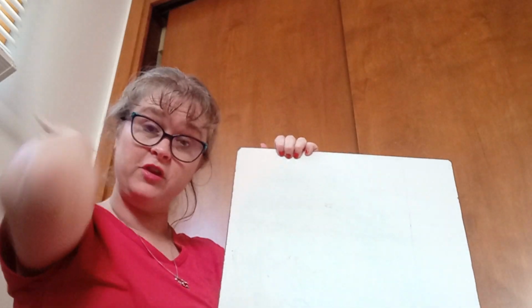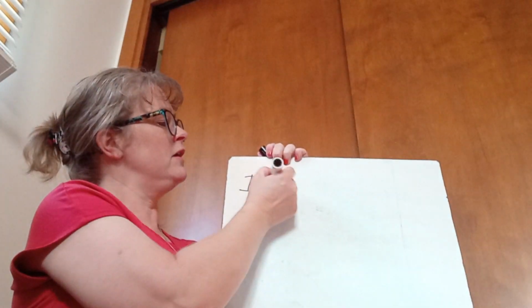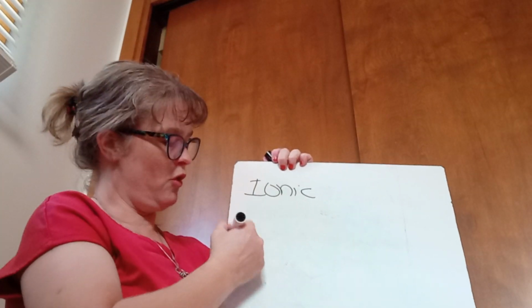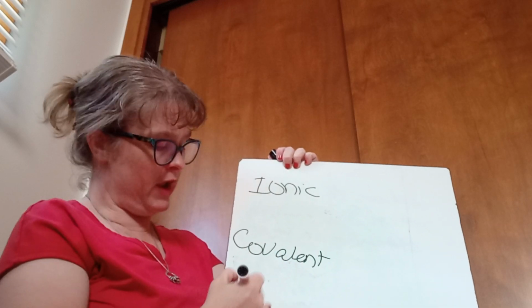Okay, there are 3 types of bonds. This is just giving you some basics. We are not going to have a lot of this that we have to know. So just what's on here. There's 3 types of bonds. There's ionic, covalent, and hydrogen.